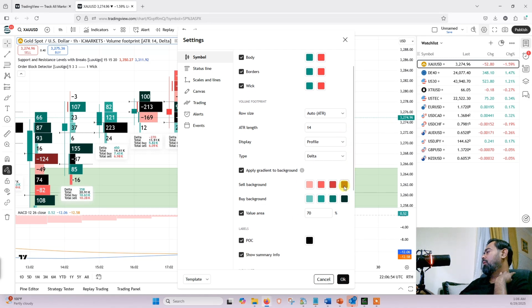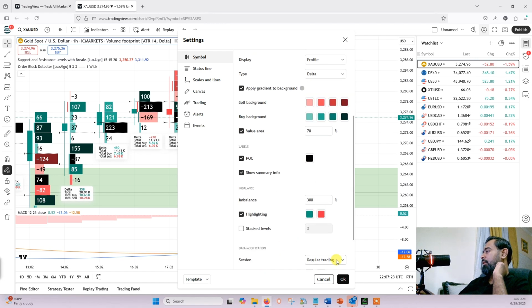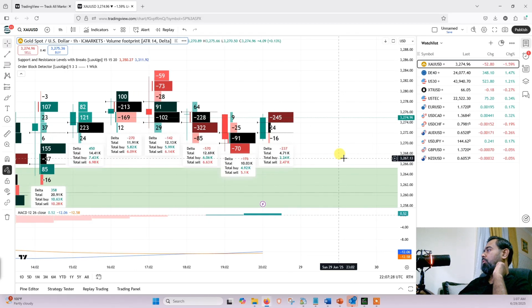If the sell volume is stronger, it's going to be maroon, and then a little lighter than maroon, it will come close to red, and then it will get a little pinkish. The buy background is going to be dark green, where the volume is very strong for the buyers. This one is going to be light green, a little more light green, and then a little lime color. Value area is going to be 70, and point of control, which is POC, is going to be black.